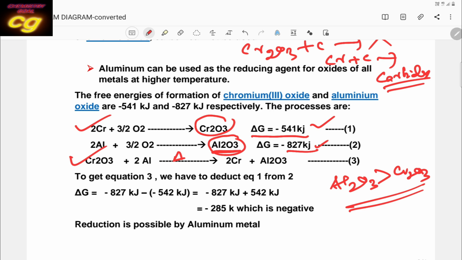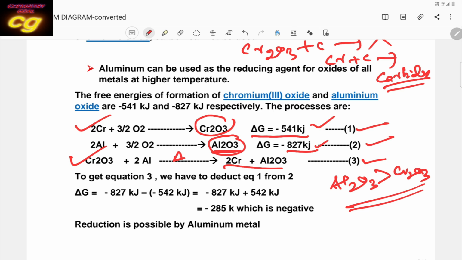When it is heated, you see the reaction, this is the reaction. But how can you get this reaction? This is the third equation, this is the first equation, second equation. To get the third equation, we have to use the first equation and second equation.